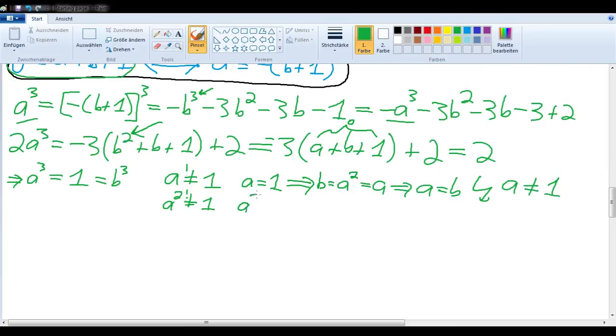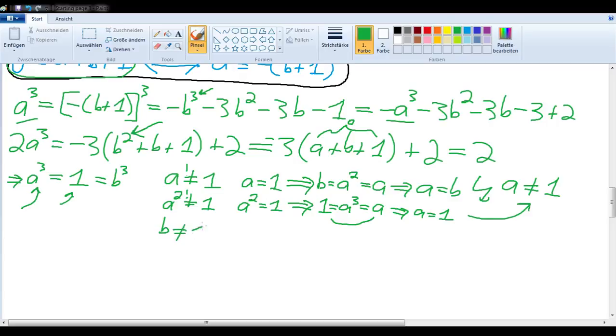And a squared being equal to 1 would lead to a cubed being equal to a, and we know that a cubed, as we've just found out, is equal to 1. So that would mean, taking these two parts together, that a is equal to 1. But we've just seen that a is not equal to 1. So indeed, a is a primitive cube root of unity, and by the same token, we could show in exactly the same way that b is also a primitive cube root of unity.